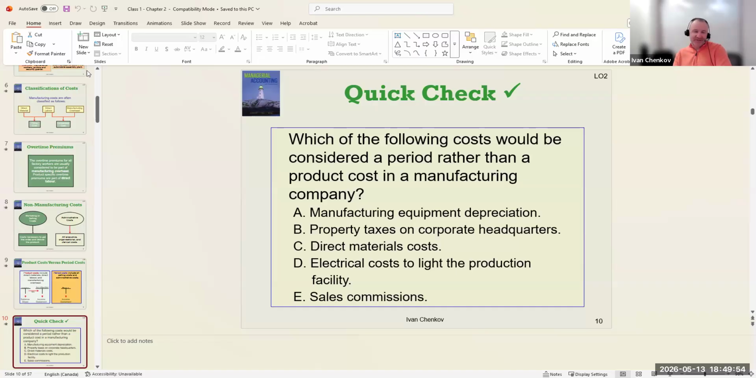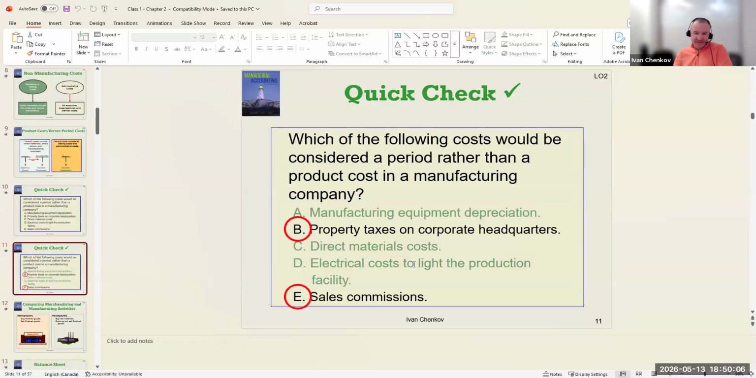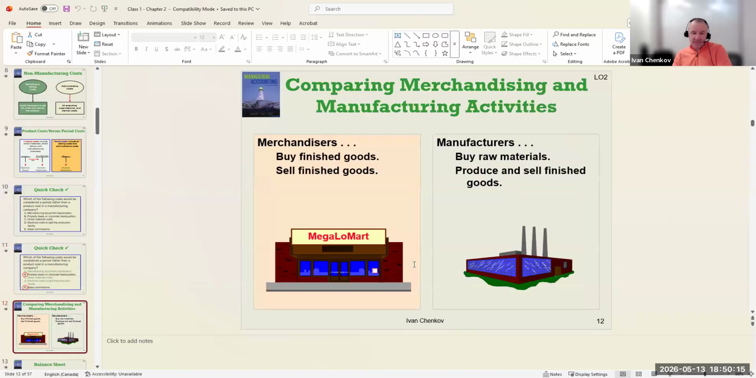How about sales commissions? Period cost. Yes, that's correct. Sales commission will be period cost. Good job. So only the property tax at corporate headquarters and sales commission will be the period cost. Everything else will be product cost.